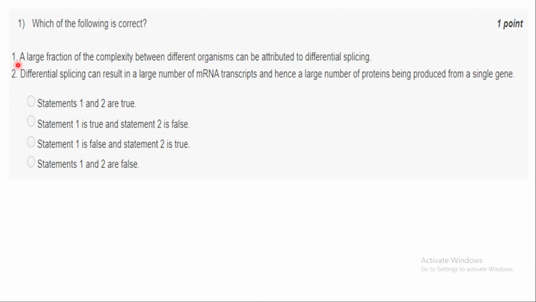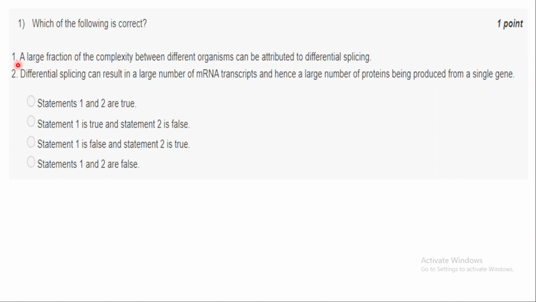Option A, statements 1 and 2 are true. Option B, statement 1 is true but statement 2 is false. Option C says statement 1 is false but statement 2 is true. And option D, both are false.